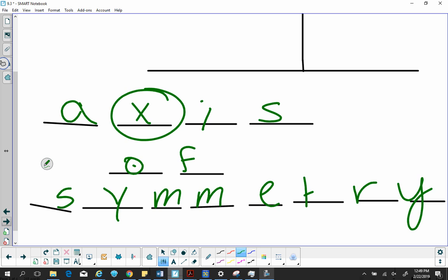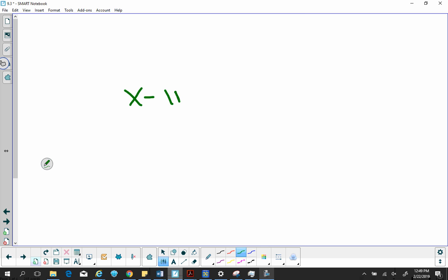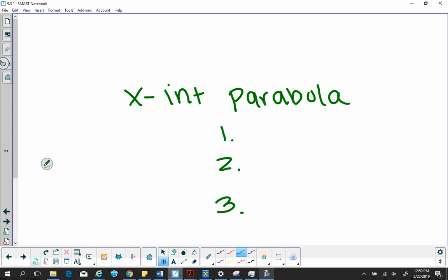All right, a couple more vocabulary words. For the x-intercepts of my parabola, there are 3 words we use to describe them. Raise your hand and give me one. Caleb? Solutions. Who can give me the last one? Zeros. Roots, solutions, and zeros.